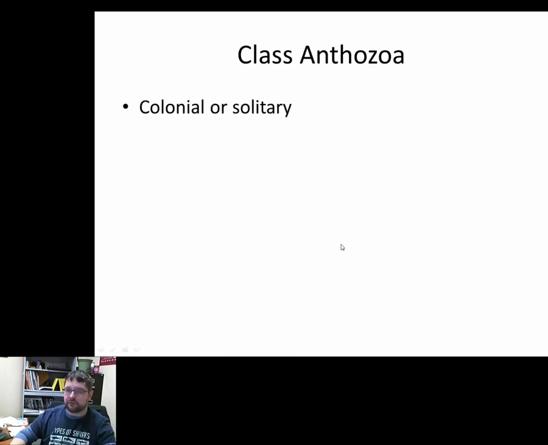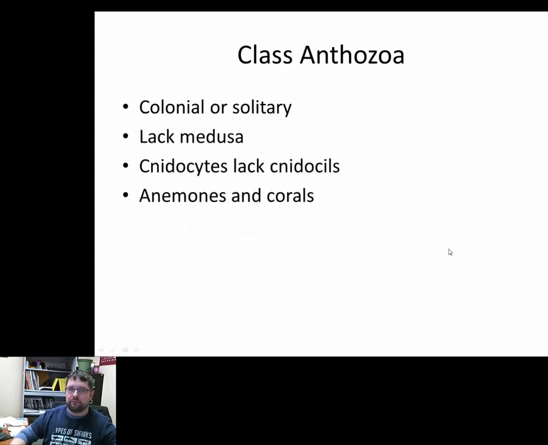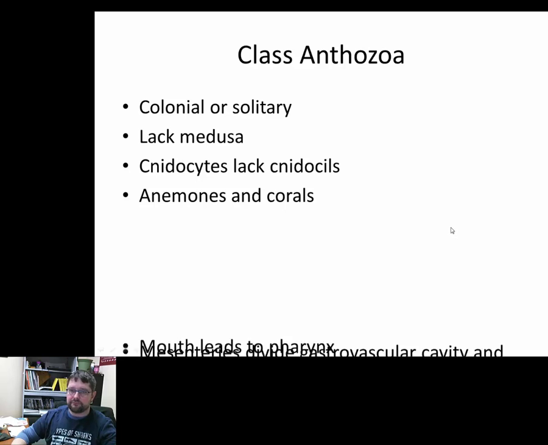Anthozoa, this is colonial or solitary, no medusa phase. These are your coral reefs. Okay? And so their cnidocytes lack cnidocils, so they lack that little trigger. This would include the sea anemones and the corals.